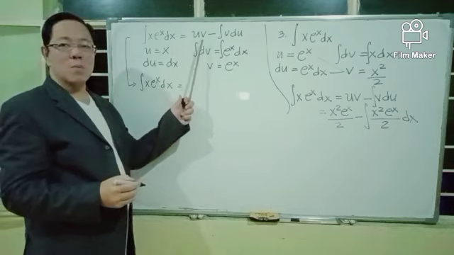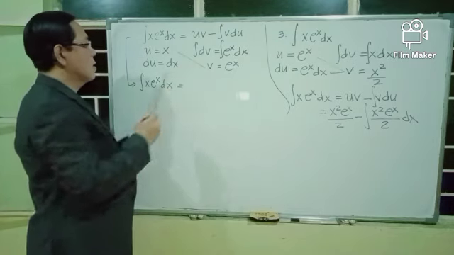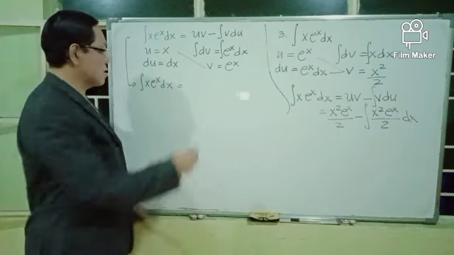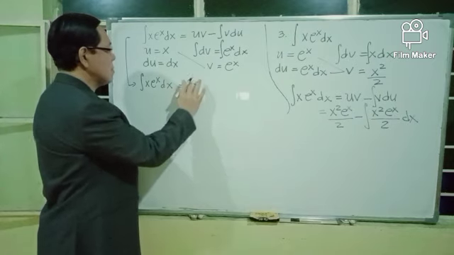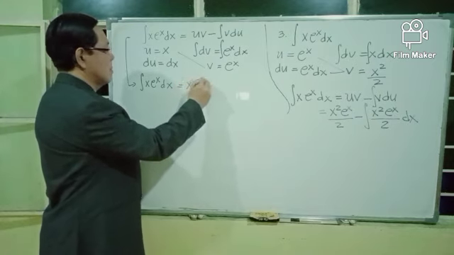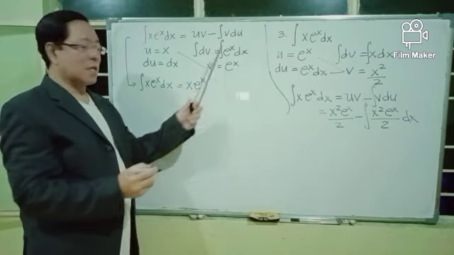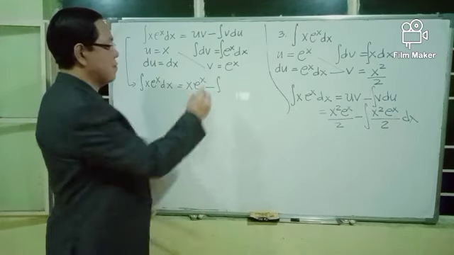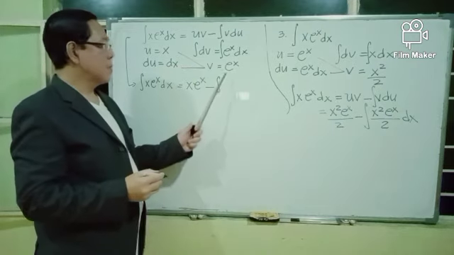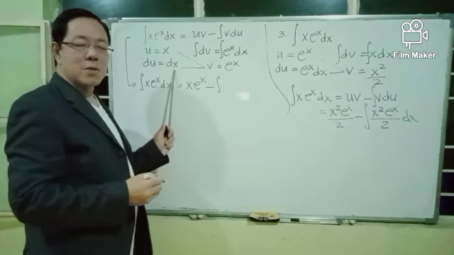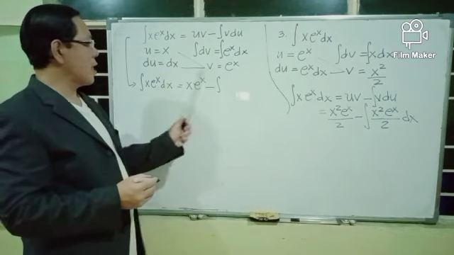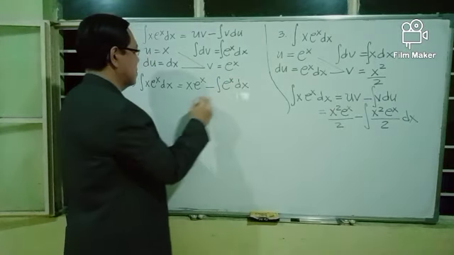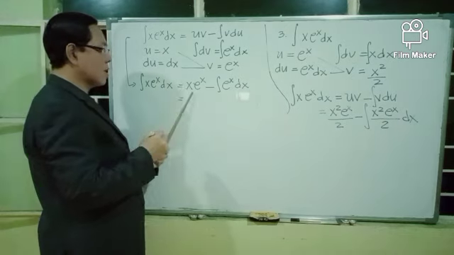We substitute u multiplied by v. U is x multiplied by v, e to the x. We get x e to the x, minus the integral of v times du. E to the x times du, which is dx, the integral of e to the x dx. Equals x e to the x.